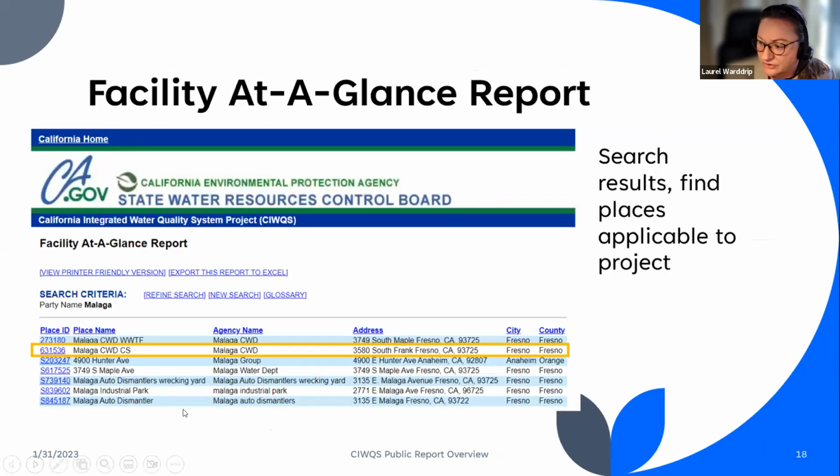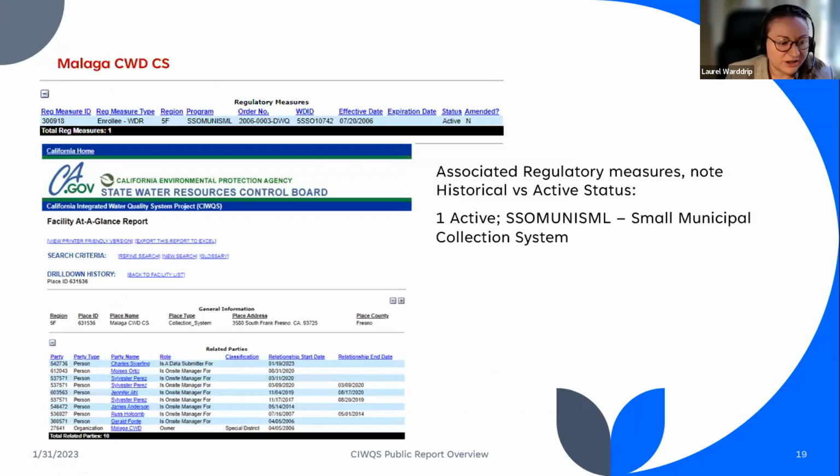So next we'll go to, so that was going through the facility at a glance for the Malaga wastewater treatment facility. So if we go back to that original screen search, we're now going to go look at the community sewer, the Malaga CWBCS. And when you click on that at the facility at a glance, what you'll find is it looks really similar at first to the wastewater treatment facility, but there are less regulatory measures tied to it.